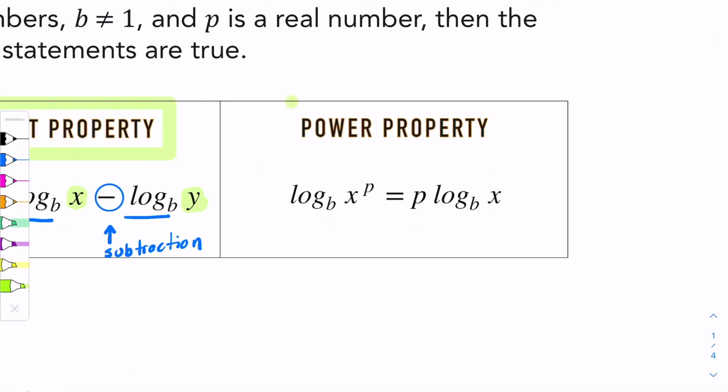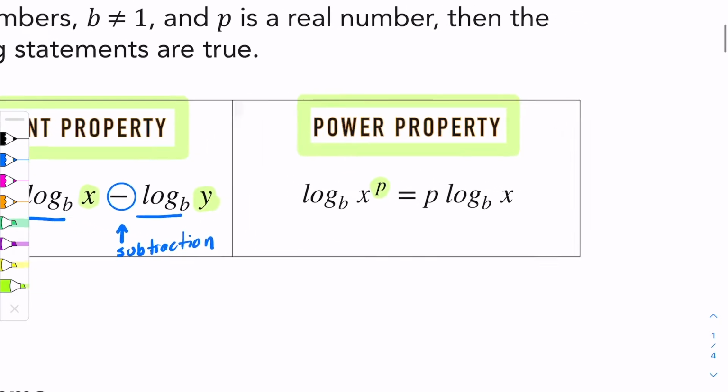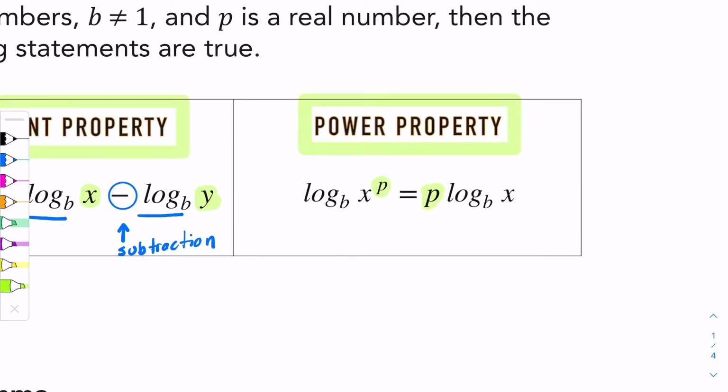And the last one for this section is the power property. And the power property states that if you have log base b of x raised to the power of p, you can rewrite this with your exponent of p in front of your logarithm, restating this as p times log base b of x. So in this case, log base b of x remains, and your exponent becomes your coefficient.